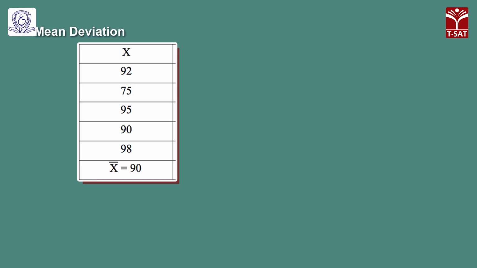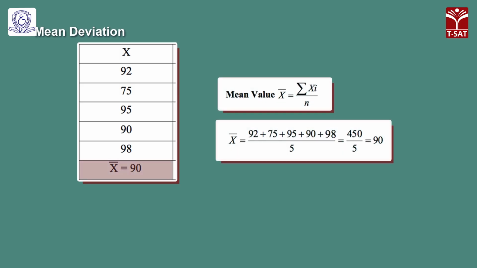The first step is to calculate the mean value for the given scores. Mean is equal to sigma of xi divided by n, which is equal to 92 plus 75 plus 95 plus 90 plus 98 divided by 5, which is equal to 450 divided by 5, which is equal to 90. The mean is 90.